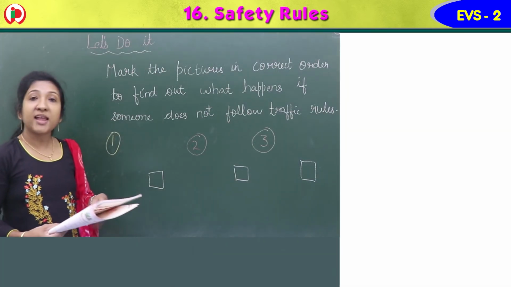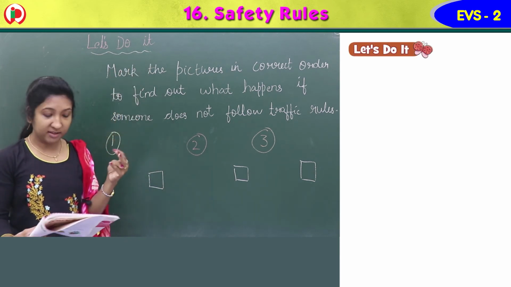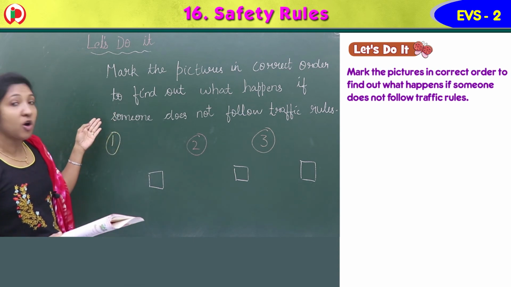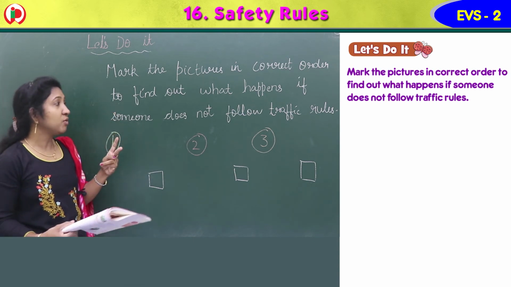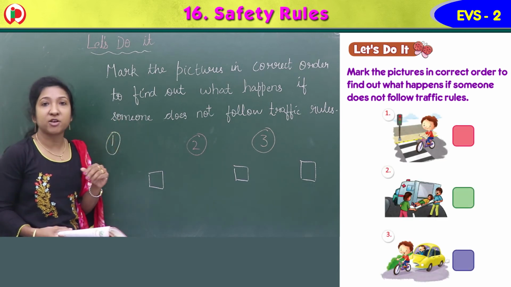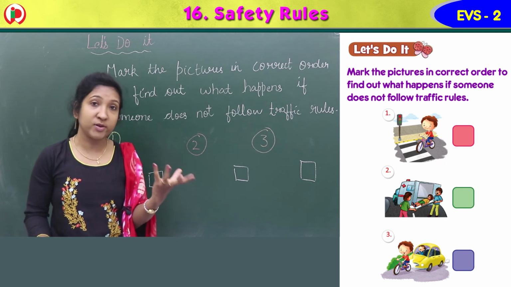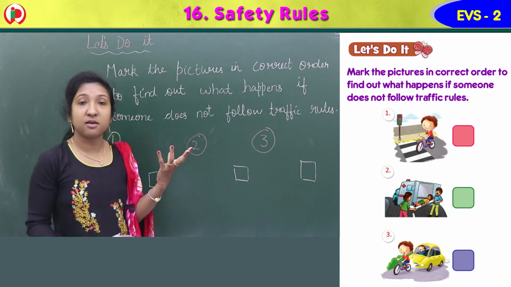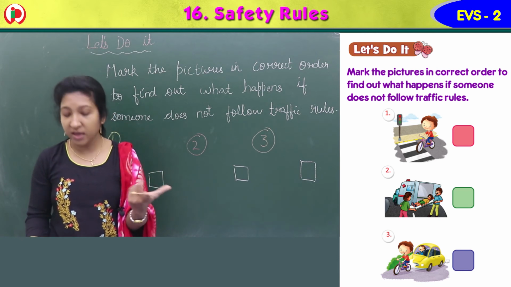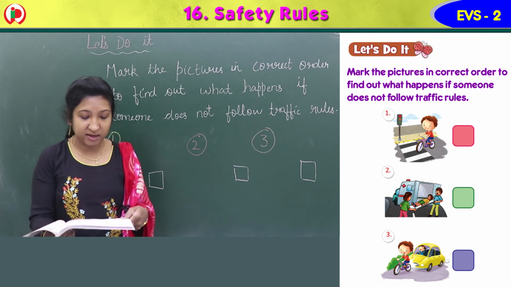Children, our next exercise is Let's Do It. Mark the pictures in correct order to find out what happens if someone does not follow traffic rules. So traffic rules we should follow, isn't it? We should follow traffic rules. If we don't follow traffic rules, what happens? Okay, so here some images are there. You can see the images, children, there.